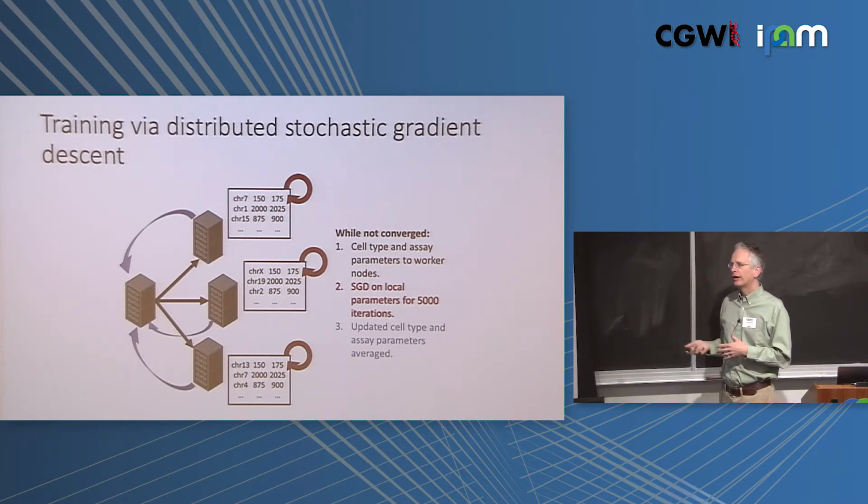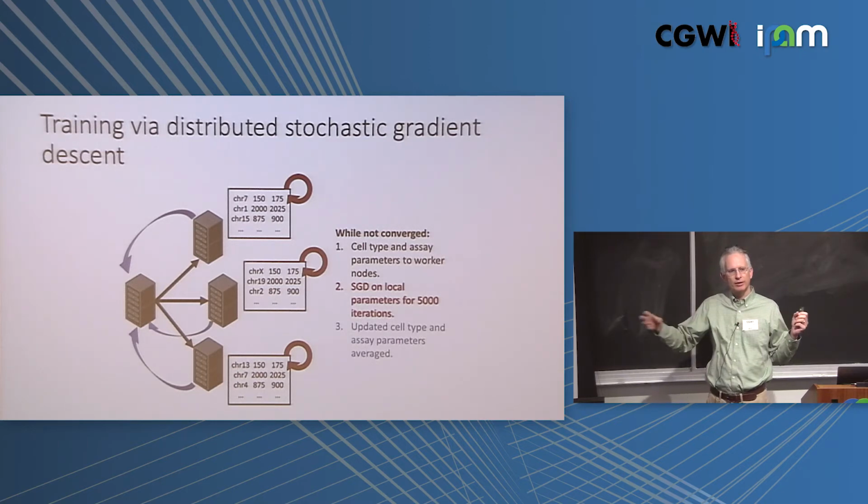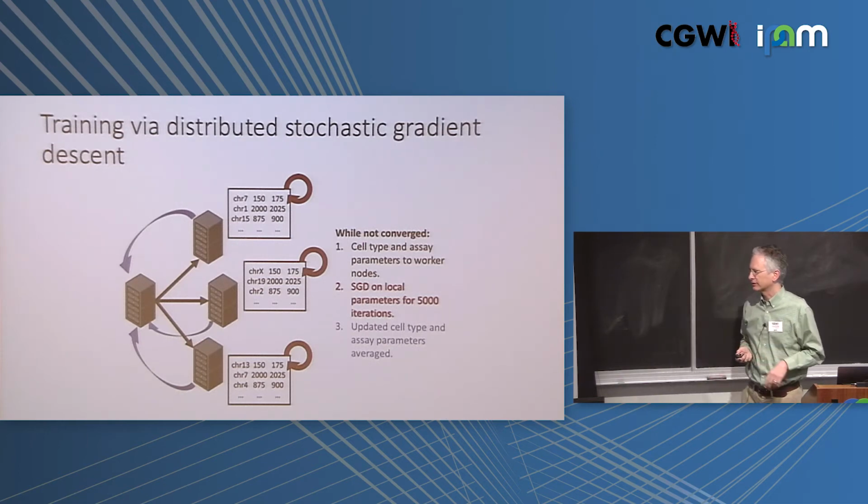After you've done the whole thing, you can actually then go through and compute the genotype parameters. If you fix the cell type and assay type parameters, then you can deterministically figure out what the appropriate genotype parameters are, because that's a convex optimization.